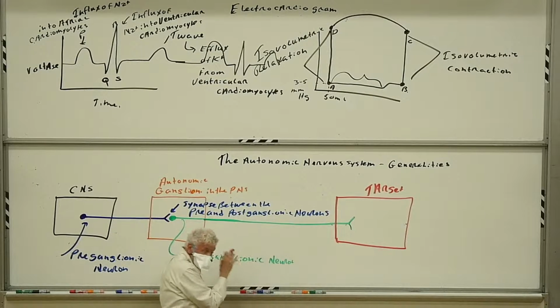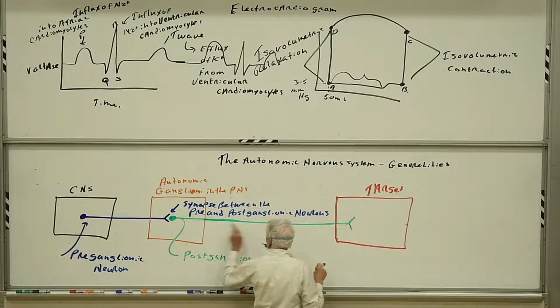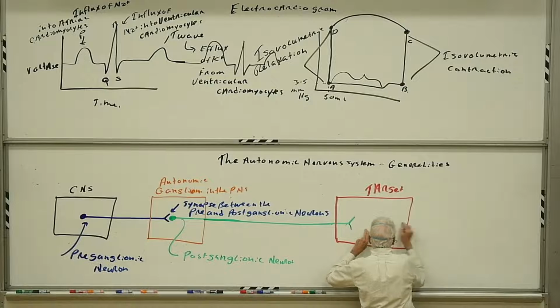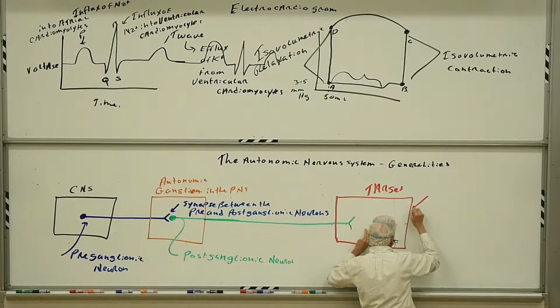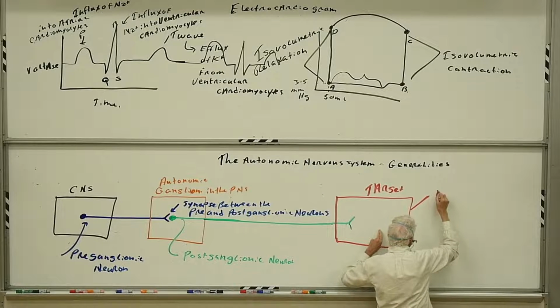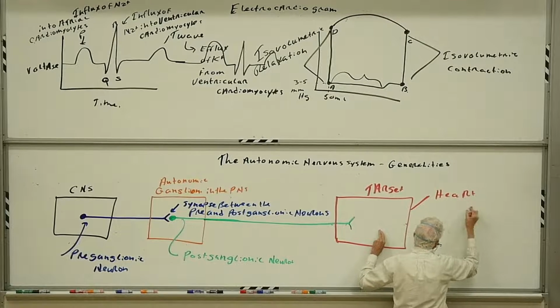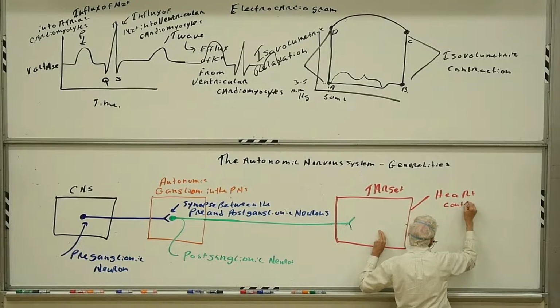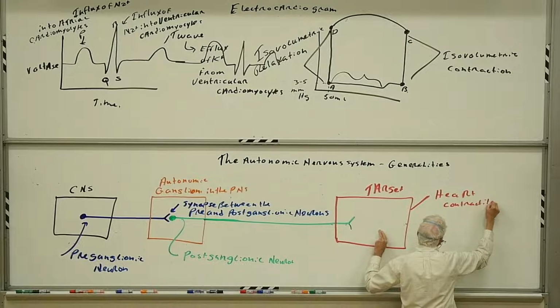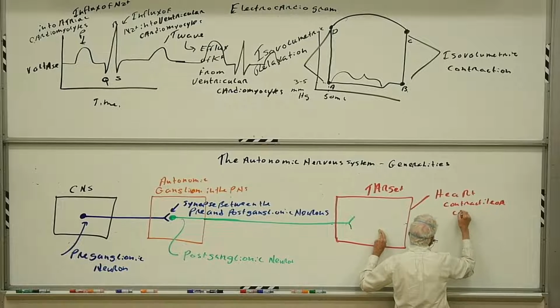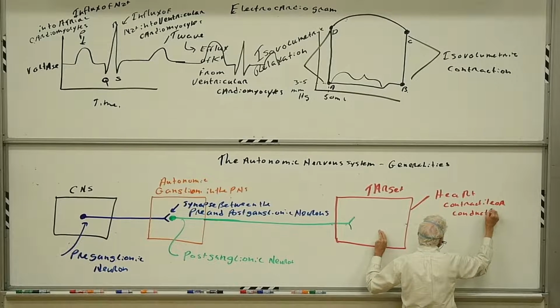Now, for the autonomic nervous system, this synapse of the postganglionic neuron onto the target could be one of three things. It could be heart. This could be either contractile or potentially conductile cells.